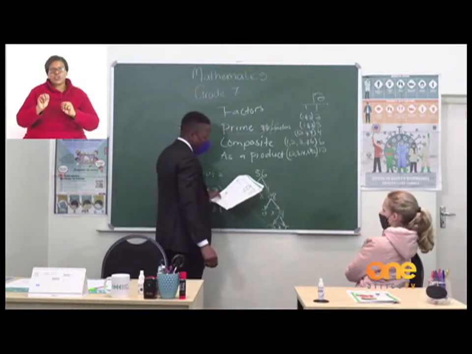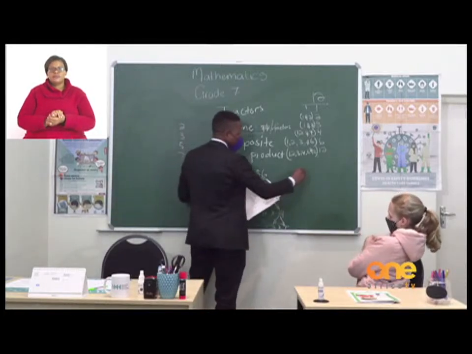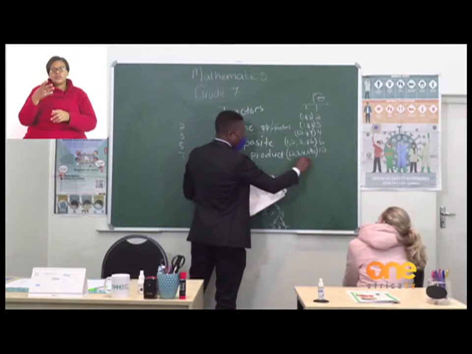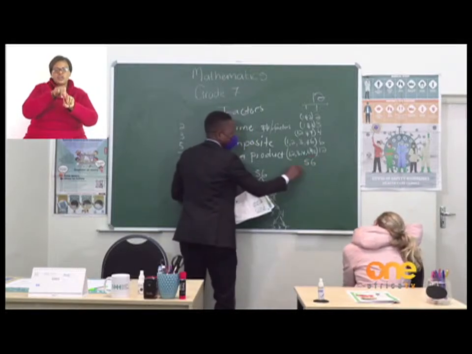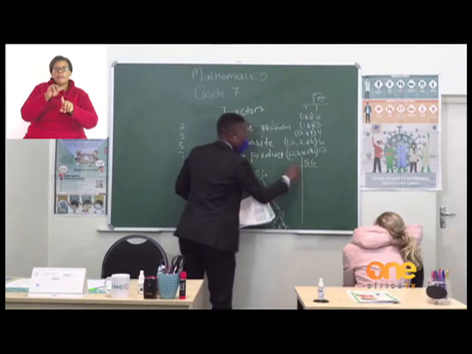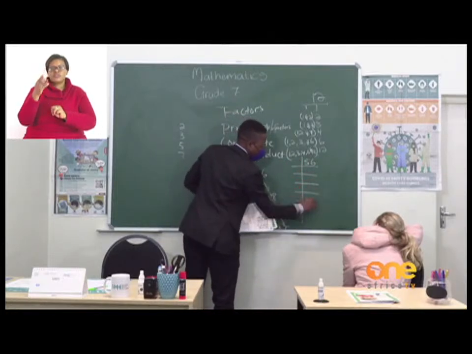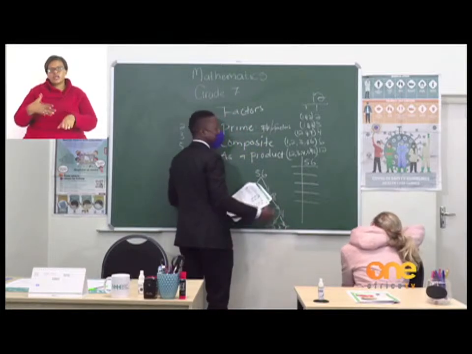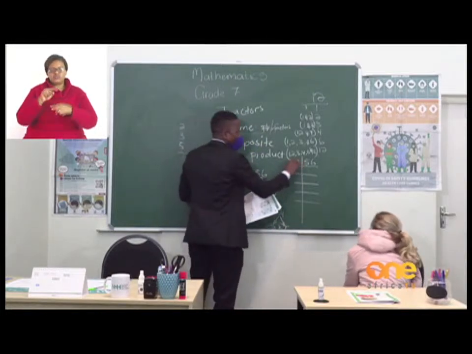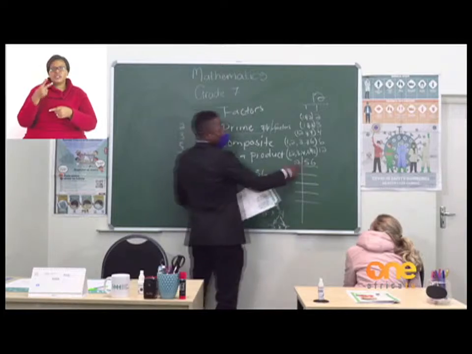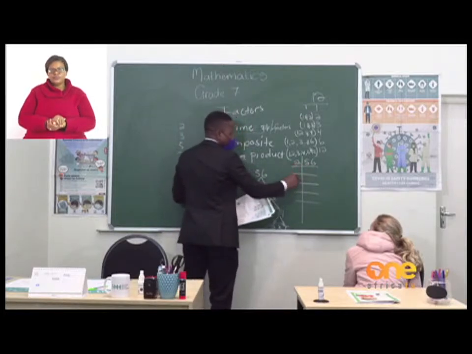Another method is the ladder method, whereby we have 56. Here we must divide 56 by 2. 56 divided by 2, of course, I get 28.